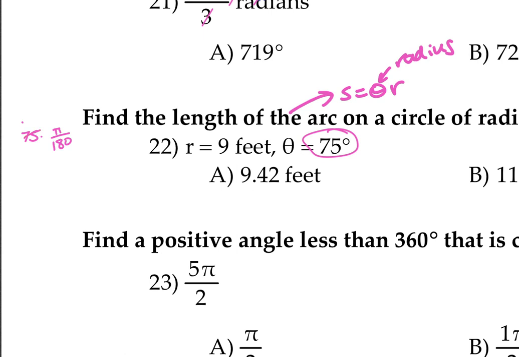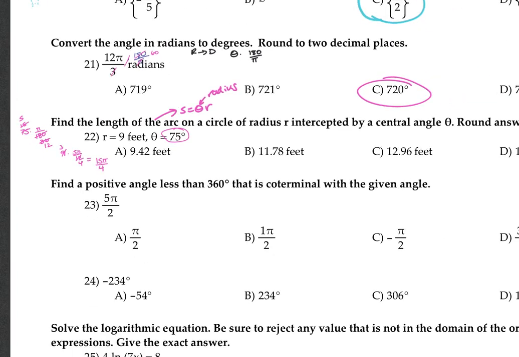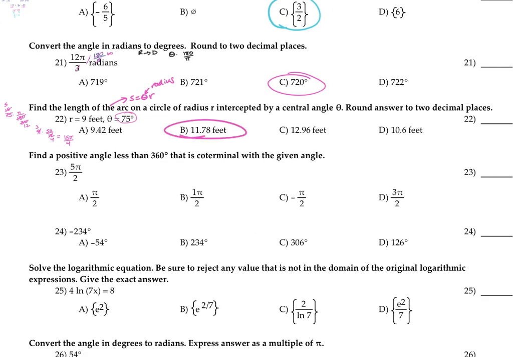And then 5 goes into both of these. This would be 15. This would be 36. 3 goes into both those, 5 and 12. So then I'd get 9 times 5 pi over 12. 3 goes in each of these, and I end up with 15 pi over 4. So if it was kept exact, that would have been my answer, but because it wants it in decimal, I would literally multiply out 15 times pi and then divide it by 4, and I get 11.78, which is B.